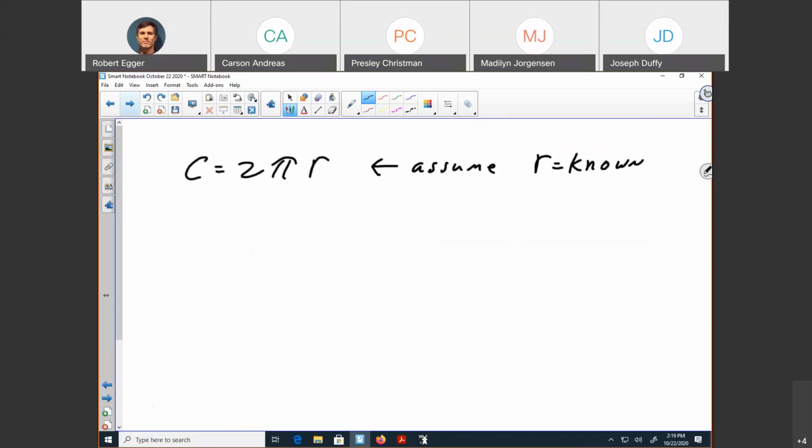But hey, what happens if, well, I should say r is known, find c. But what about if I know c, and I want to find r?